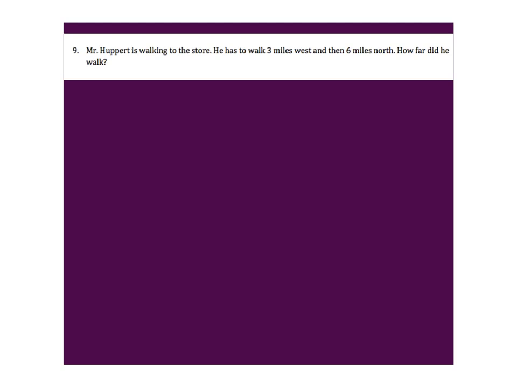Last problem here. Mr. Hooper is walking to the store. He has to walk 3 miles west and then 6 miles north. How far did he walk? All right, so here's where he's starting. He's going to walk 3 miles west. So we need to know our west. So this is never eat soggy waffles, right? So he's going to go 3 miles west. 1, 2, 3. So this is 3 miles west. And he's going to go north 6 miles. So 1, 2, 3, 4, 5, 6.